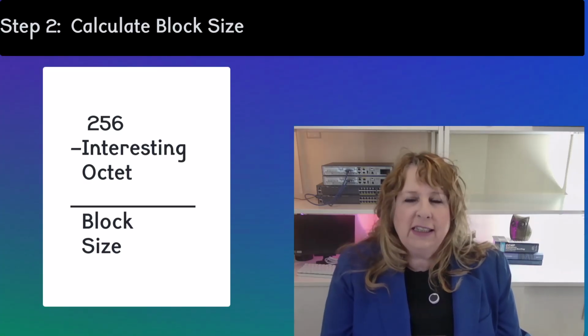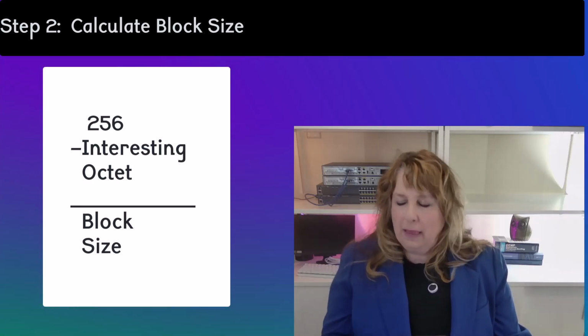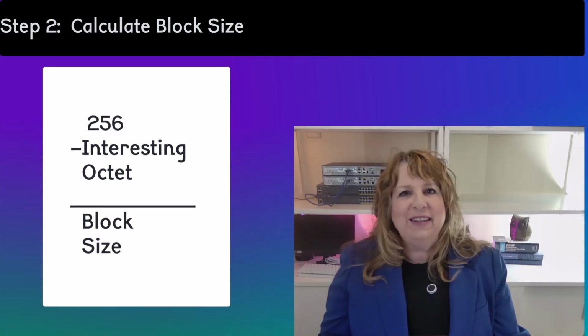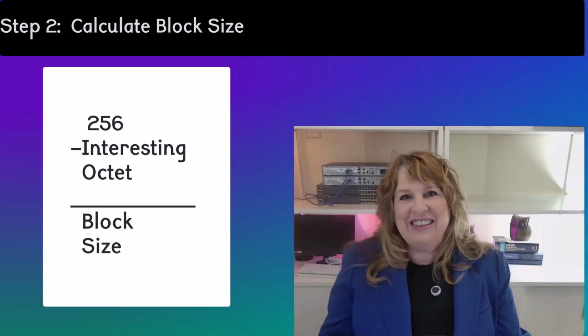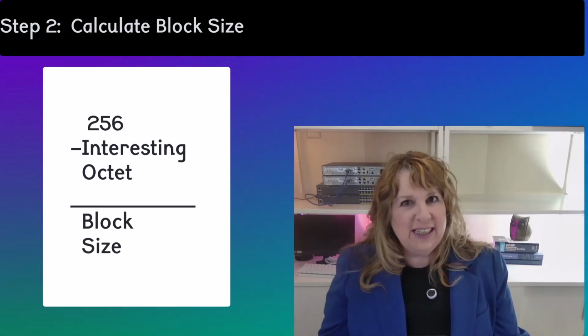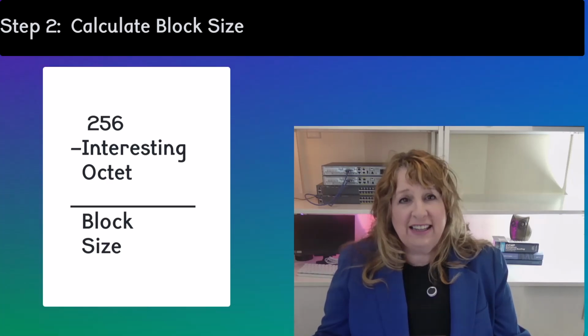Step 2, once you've calculated that interesting octet in the subnet mask, you're going to calculate your block size. Take 256, our magic number, yes, that's the technical name, and subtract the interesting octet from 256. That gives you your block size.